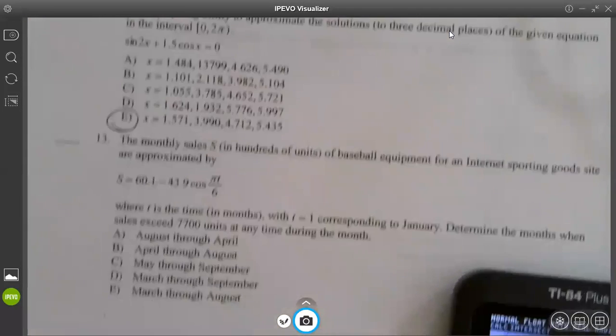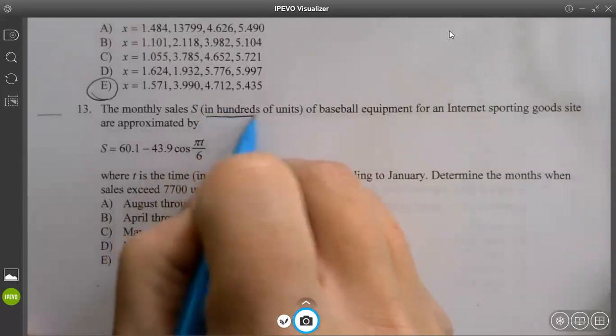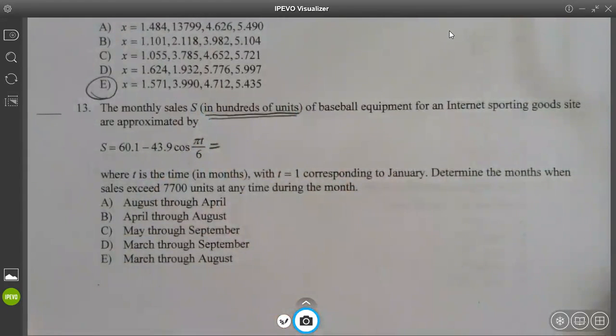All right, what about this one? The monthly sales S in hundreds of units of baseball equipment for an internet sporting goods site are approximated by that equation, where T is time in months with T equals 1 corresponding to January. Determine the months when the sales exceed 7,700 units anytime during that month. Okay, be careful about this because what does this say? So what are we going to set this equal to? Say it out loud.